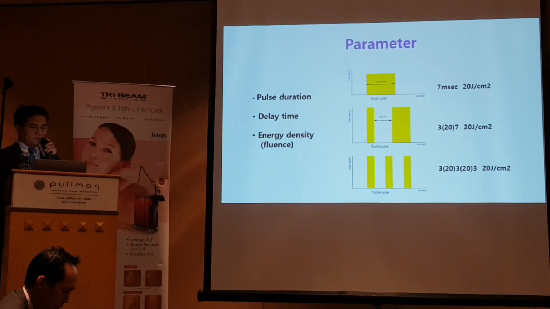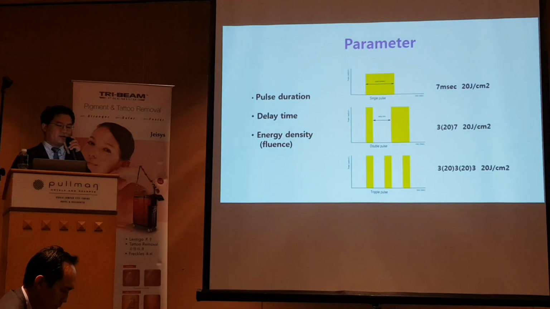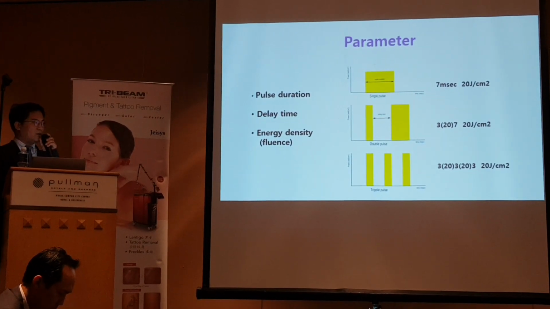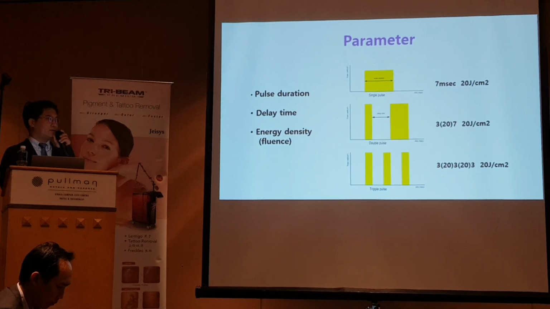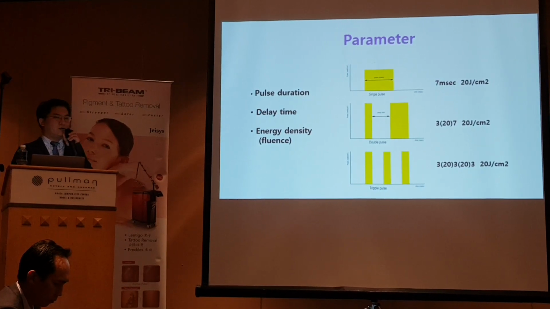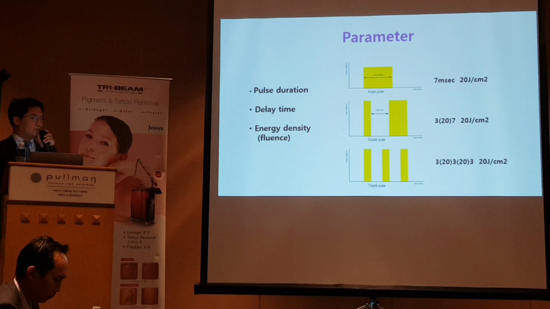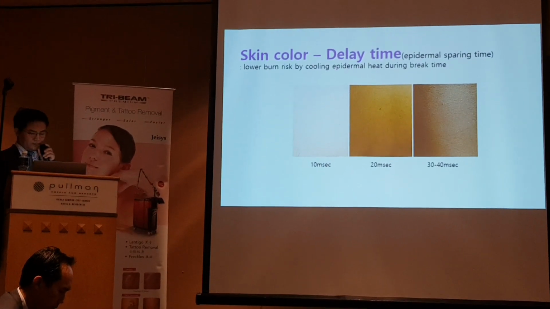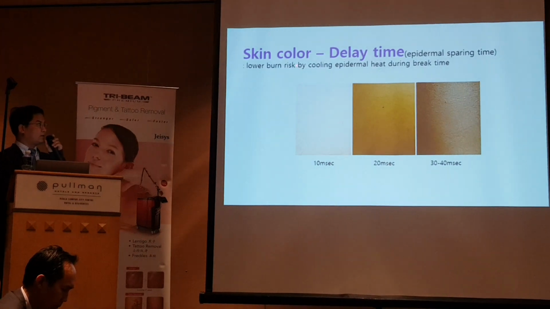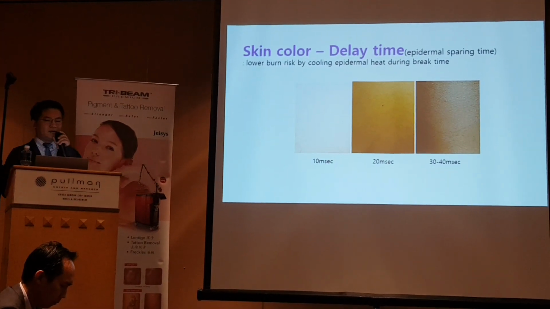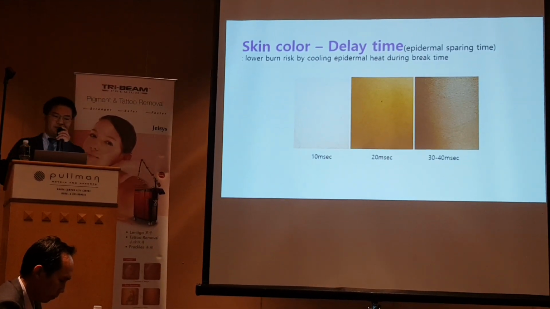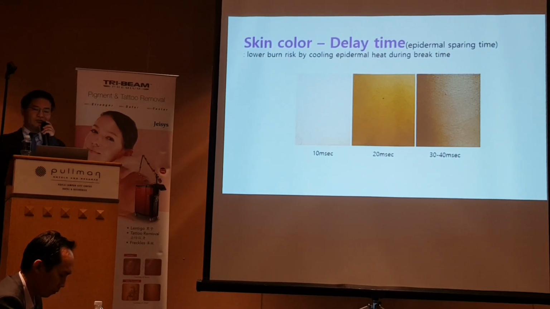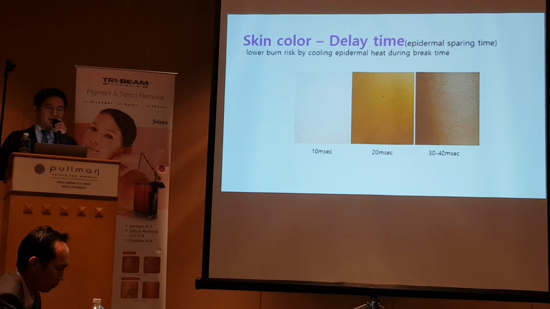These are the parameters of IPL: duration, delay time, and energy density. There's single pulse, double pulse, triple pulse. Usually I use double pulse. And the skin color determines delay time. Delay time is epidermal sparing time, and it lowers burn risk by cooling epidermal heat during break time.